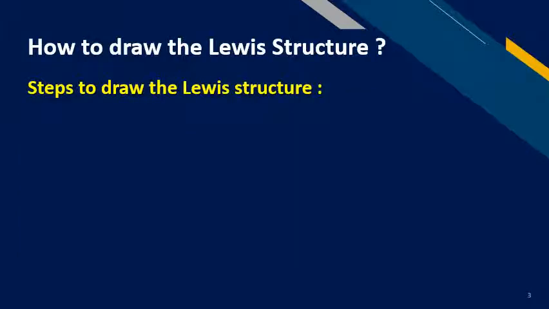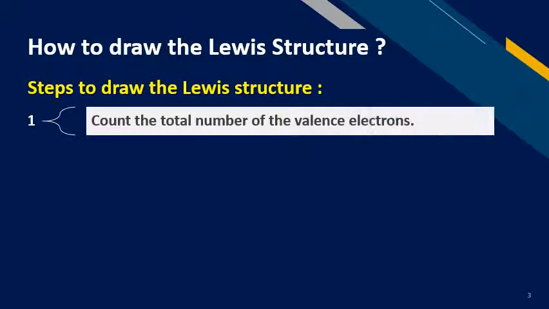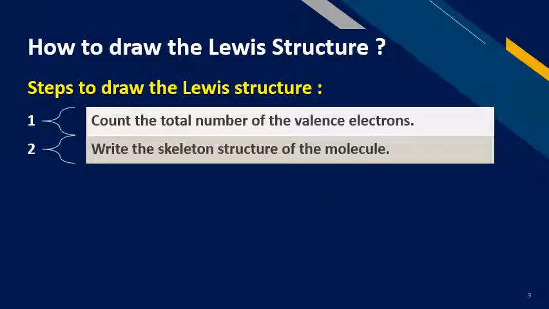How to draw the Lewis structure? There are 5 steps to draw the Lewis structure. The first step is to count the total number of valence electrons. The second step, we need to write the skeletal structure of the molecule.